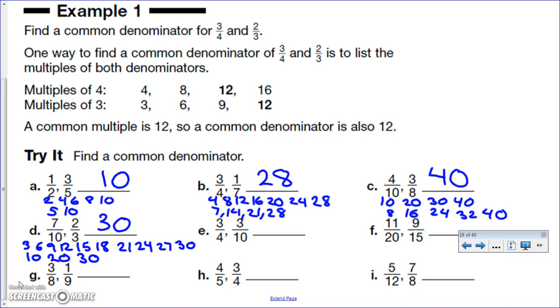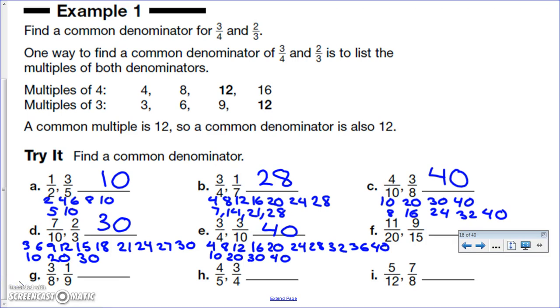For E, we have 3/4 and 3/10. So again, we're going to write out the multiples. And we get 40 for our common multiple, so it's our common denominator.